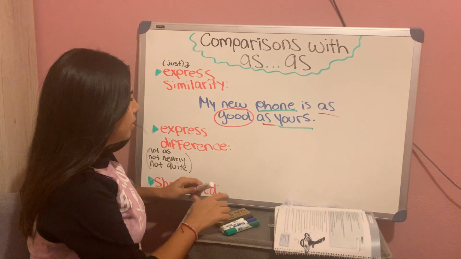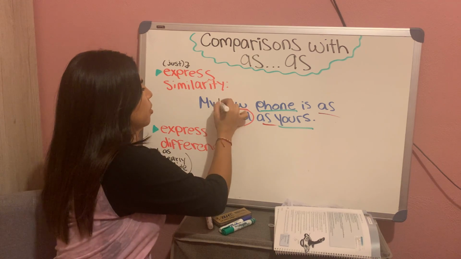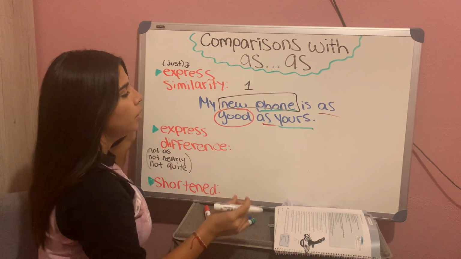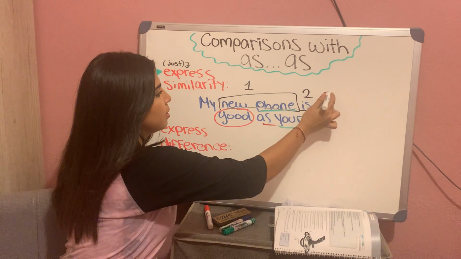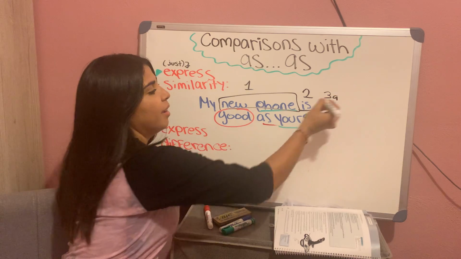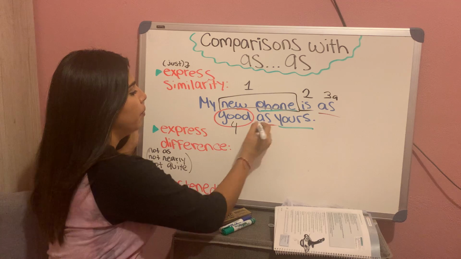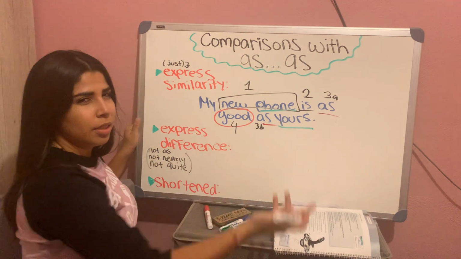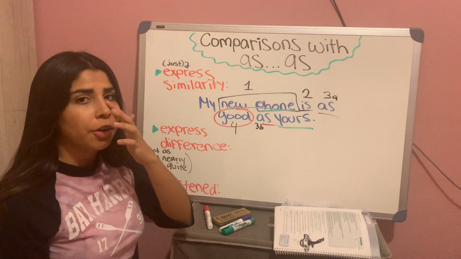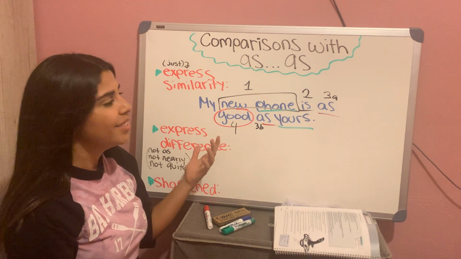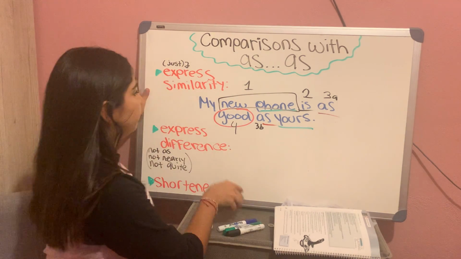So this is the order. The subject, which is my new phone, the verb to be, and then you use as. I'm going to put 3a, as good, the adjective, and 3b, which is as yours, the complement. The second one is the object that you're comparing it to.